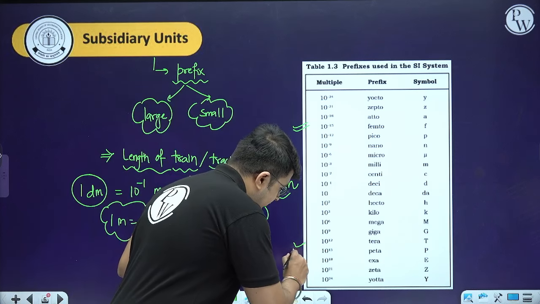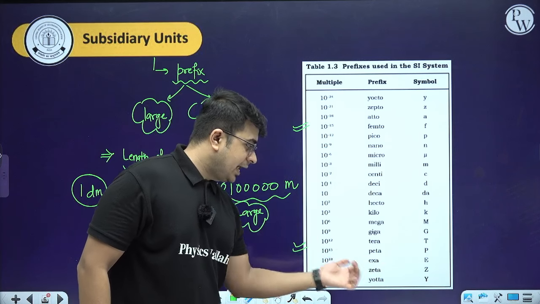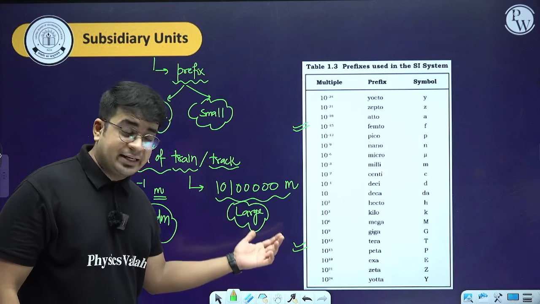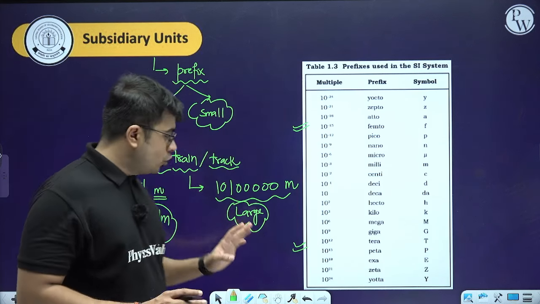So up to that part, everything is fine. Other than that, we have exa, zetta and yotta, 10 raised to the power 18, 21 and 24, just like these three quantities. So I hope this entire part is clear.